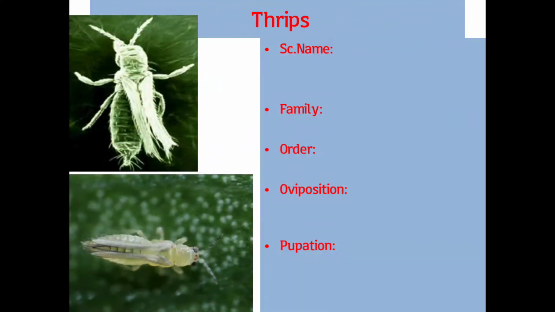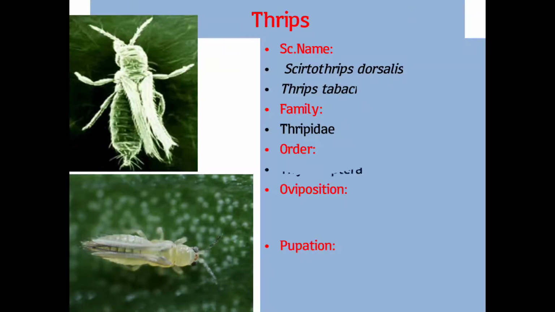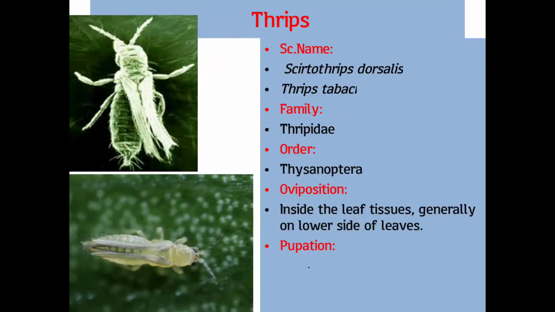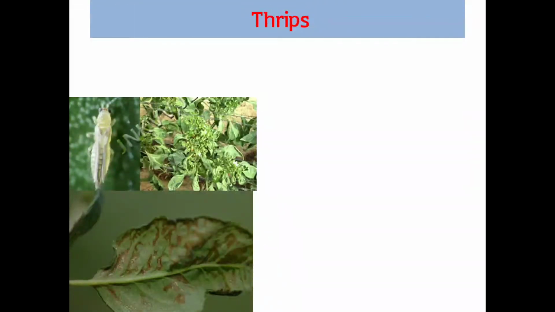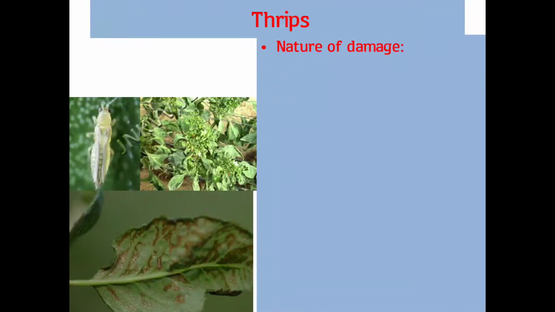Now another important pest of groundnut. Name of this pest, groundnut thrips. See the images. These are adult thrips. Scientific name, Scirtothrips dorsalis and Thrips tabaci. Family, Thripidae. Order, Thysanoptera. Oviposition inside the leaf tissues, generally on the lower side of the leaves. Pupation in soil. These thrips transmit bud necrosis disease on chili crop. This bud necrosis disease is also known as Sorud Mod disease.